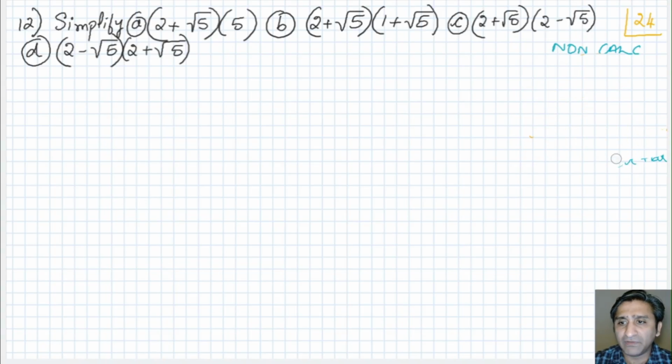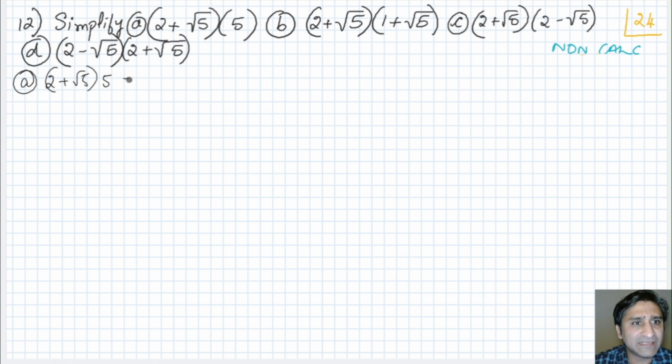Let's go ahead with the first one, and the first one says that we have 2 plus root 5, multiplied by root 5. So (2 plus root 5) multiplied by root 5 is nothing but root 5 times (2 plus root 5). No big deal in that. A times B is nothing but B times A, right? So that is root 5 times 2, you're going to get 2 root 5. Root 5 times root 5 is going to be 5. That's the answer. Now let's go to the second one, that is B.